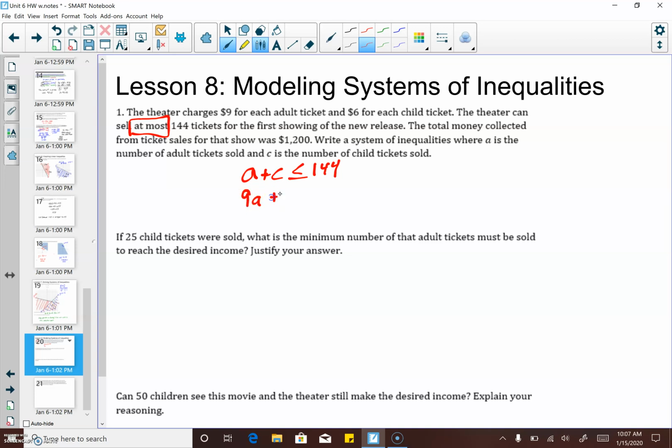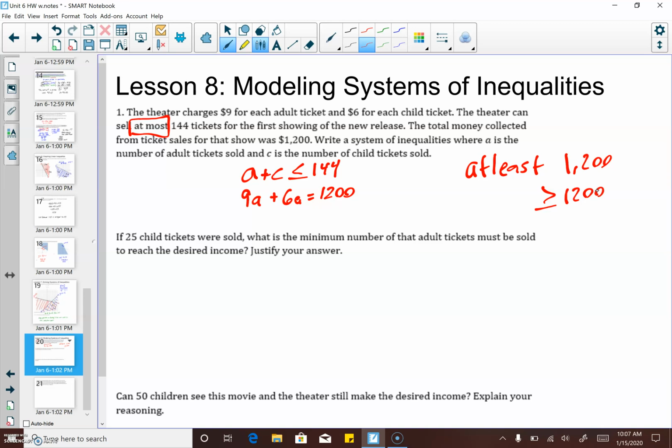So $9 per adult ticket plus $6 per children ticket. Now this one they told us was an equation basically, because they said the total ticket or the total money collected from those was $1,200. A lot of the times what they do is they'll say they need to do at least $1,200, and then you'll end up with that piece, a greater than or equal to 1,200. So now we'll look at the second part.